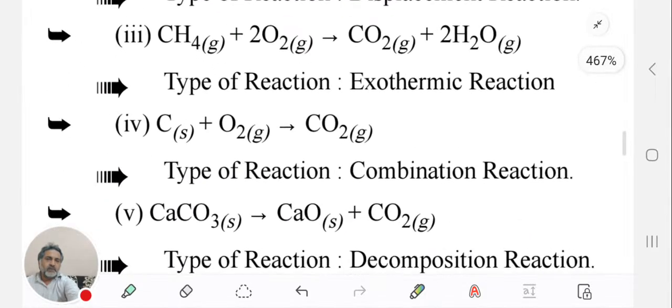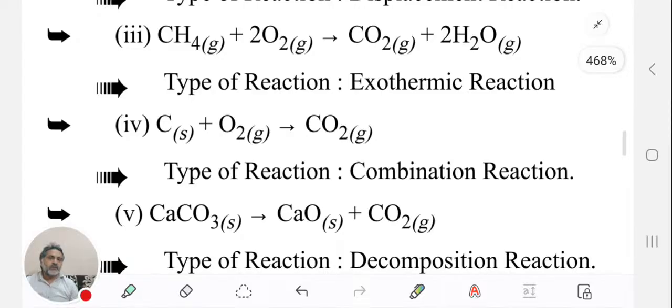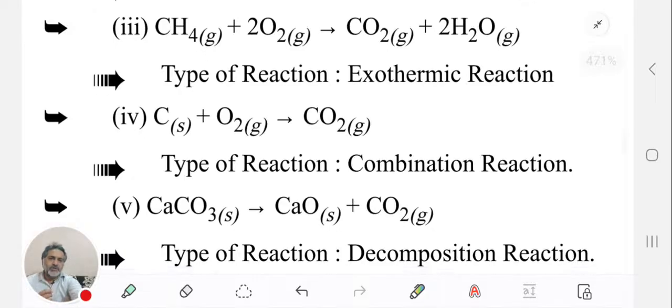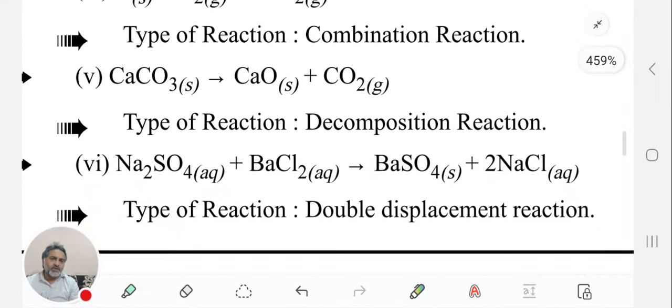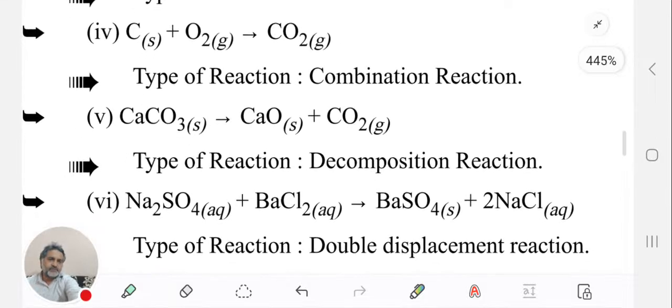Number 3. CH4 plus 2O2 gives CO2 plus 2H2O. Type of reaction: exothermic reaction, also called a combustion reaction. Next, C plus O2 gives CO2. Type of reaction: combination reaction.